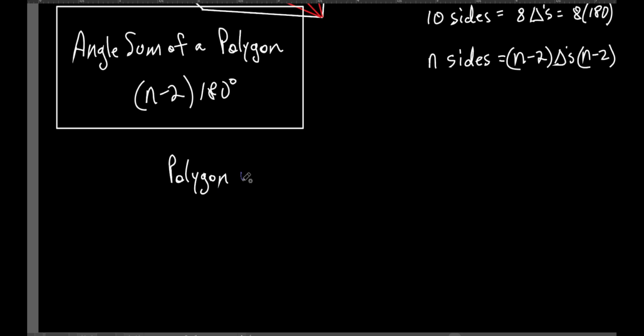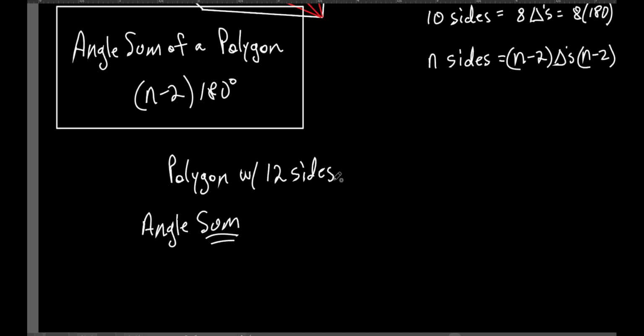What if you had a polygon with, let's say, 12 sides? What is the angle sum of that polygon? What does that mean? That means if I add up all the angles, if I had a 12-sided figure and I added up all 12 angles, what would they add up to be? That's what I'm trying to find. It's the angle sum.